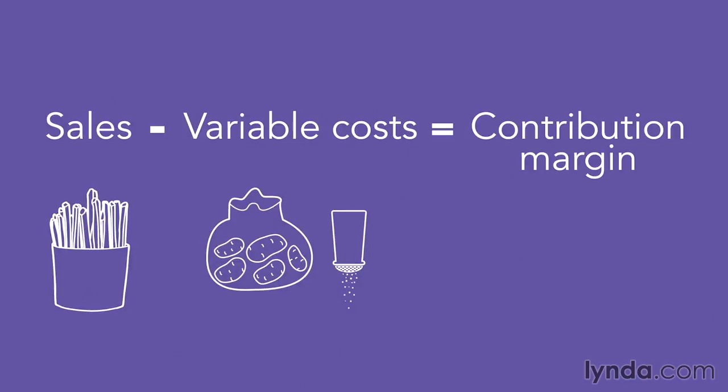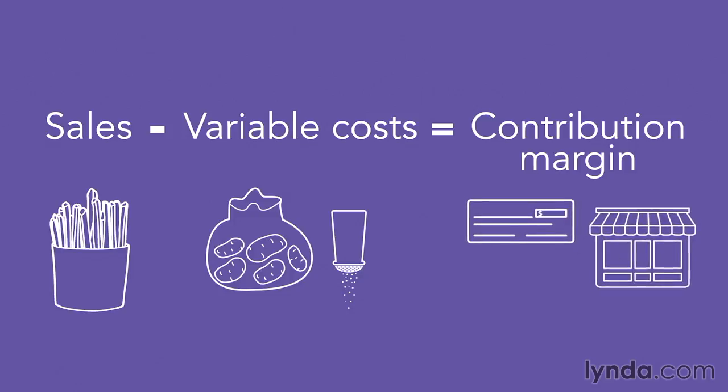Any contribution margin generated by the sale of French fries can be used to pay the fixed costs of the fast food outlet, like monthly rent, insurance, and supervisor salaries. Again, contribution margin is sales less all variable costs. Contribution margin is one of the most important management accounting concepts you will learn because many operating decisions are made on the basis of how contribution margin will be affected.